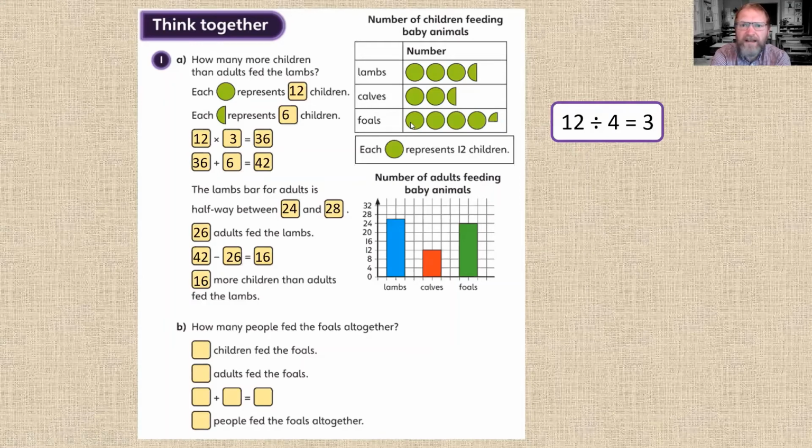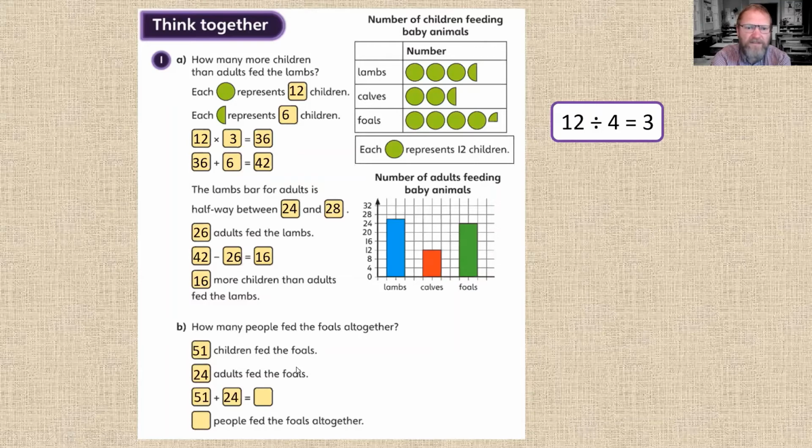So let's have a look at that again. We've got 12, 24, 36, 48, plus 3: 48, 49, 50, 51. So 51 children fed the foals. How many adults fed the foals? Have a look at the bar chart here. We're going up in multiples of 4. So we look along from the top, 24 adults fed the foals.